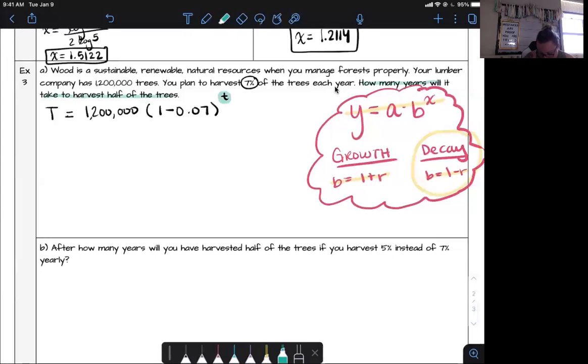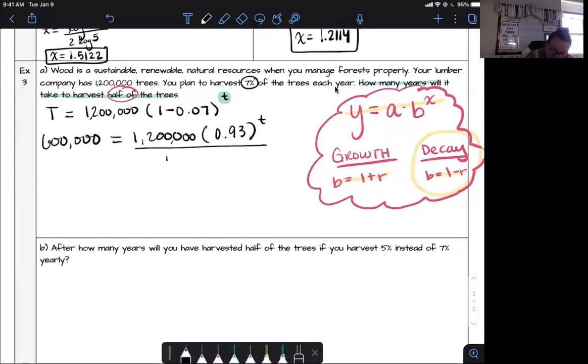Now the total number of trees will end up being, in whatever time that is, half of our original amount. So half of 1.2 million would be 600,000. So we're going to plug in 600,000 for our new total, and we are going to solve for t. So what I recommend you do is go ahead and take 1 minus 0.07, which I believe is 0.93. And then I would go ahead and divide both sides by that 1.2 million.